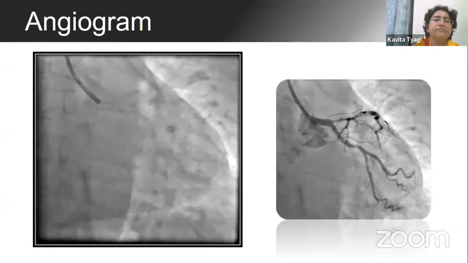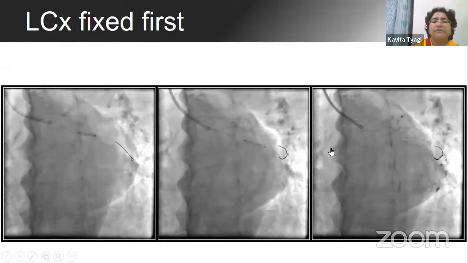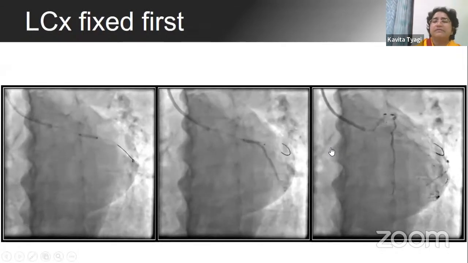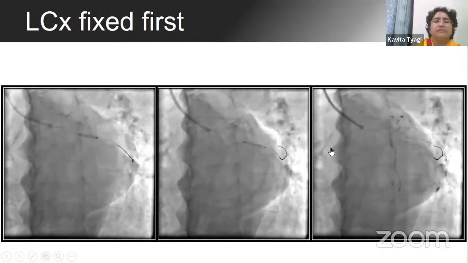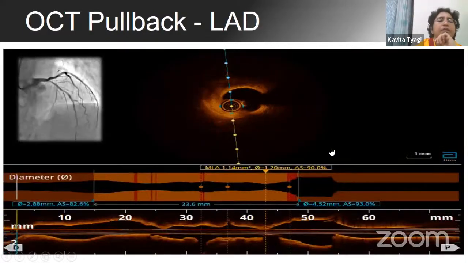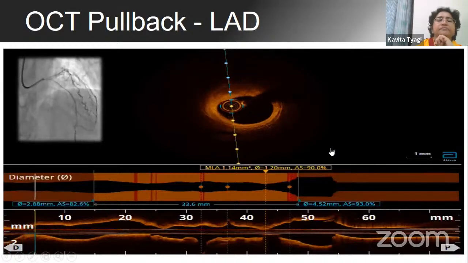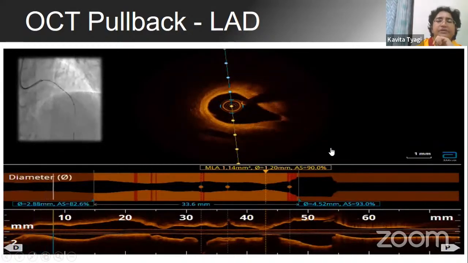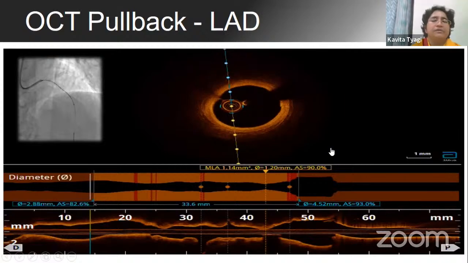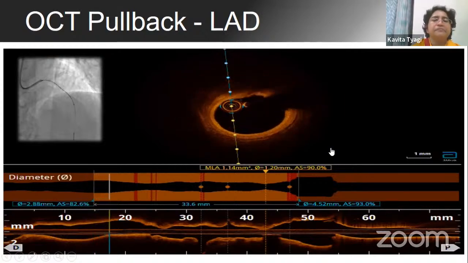So this is the angiogram. Please play again. We could see that the LAD showed a lot of calcium. So LCX angioplasty was done before. You can see nice flow in the LCX. Next, please. And now coming to the LAD, as we have seen already. We also did OCT. We did not have any limitations because kidney function is normal. So this is the OCT pullback in the LAD.